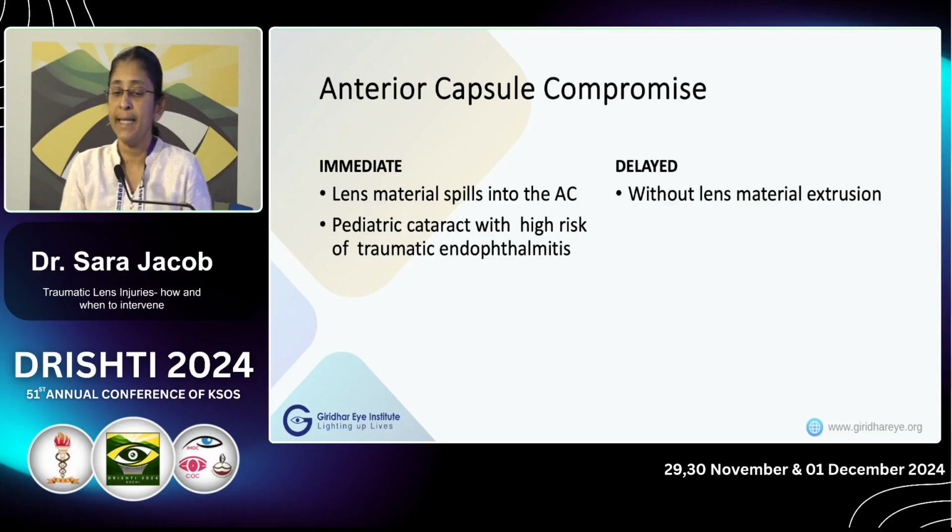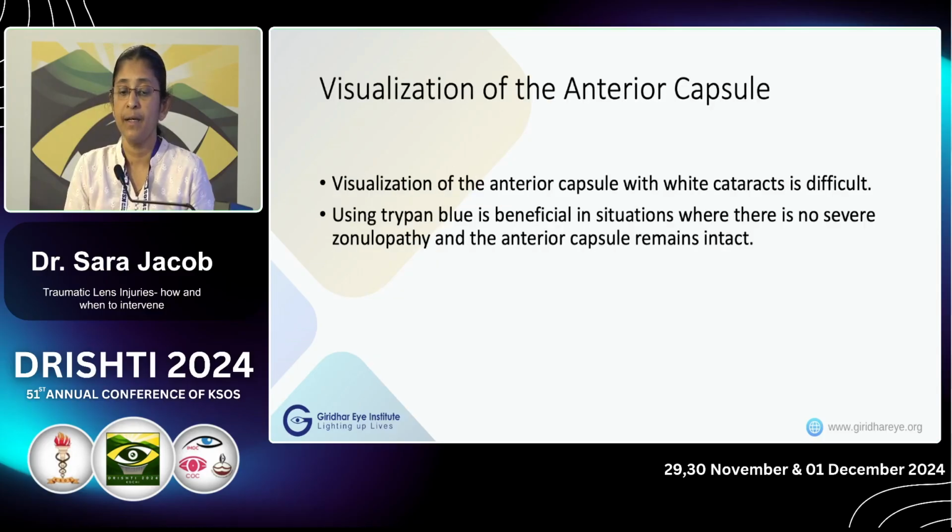But it can be delayed if the anterior capsule is compromised but there is no extrusion of the lens material. The visualization of anterior capsule with white cataract is difficult. We can use trypan blue, but if there is severe zonulopathy, this trypan blue can sweep into the vitreous and reduce the red glow. And also few case reports have suggested that it is better to use indocyanine green than trypan blue if the anterior capsule is ruptured, so that it will not stain the cortex.